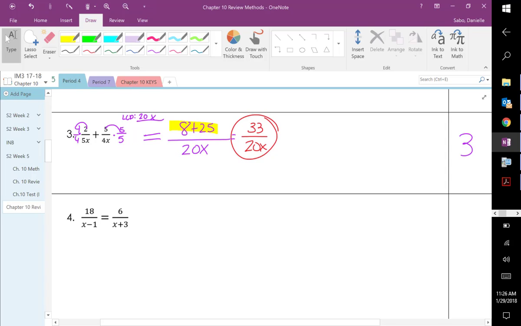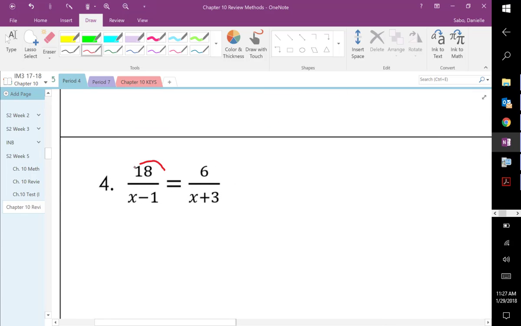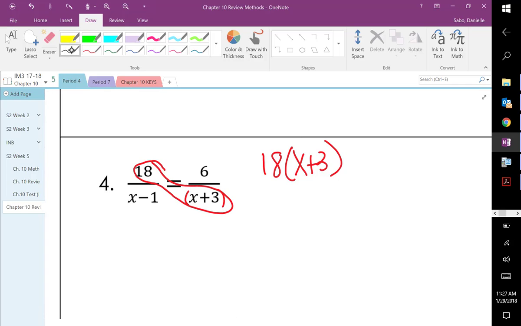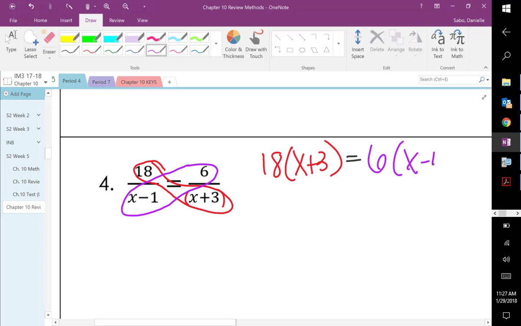Okay, so what method would I use in this situation? I have an equal sign, which means cross multiply. Very good. So here's what I'm going to do. Write it out. 18 times x plus 3, because whenever there's a group, you have to multiply it by both. Equals, in black here. And then in purple, same thing. 6 times x minus 1.